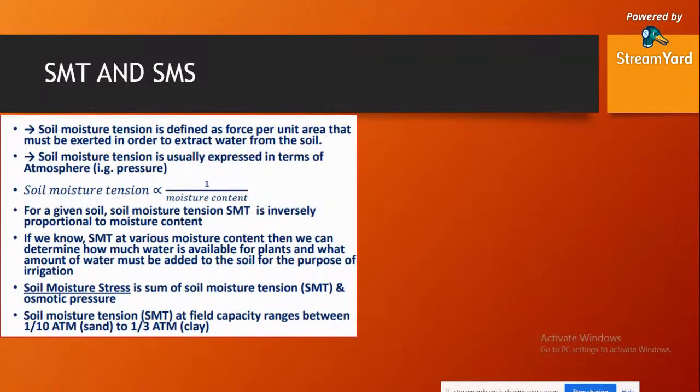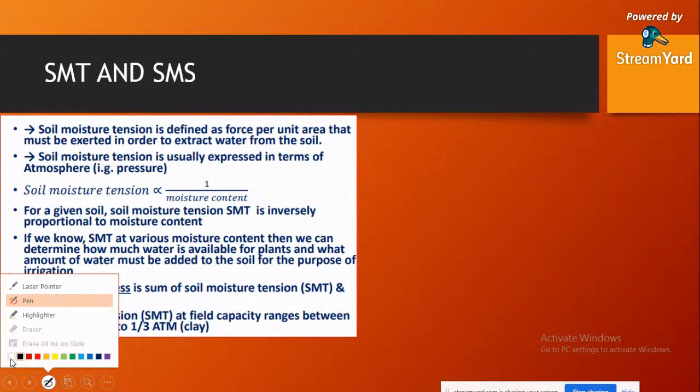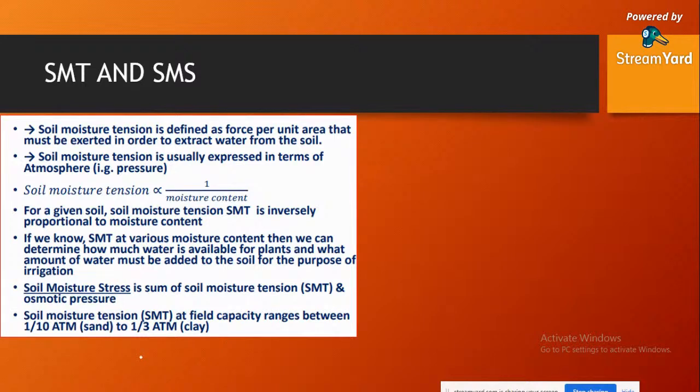Now we will talk about soil moisture tension and soil moisture stress. So, soil moisture tension means what? Soil moisture tension means the amount of force exerted by a plant root per unit area to extract the moisture from the soil.